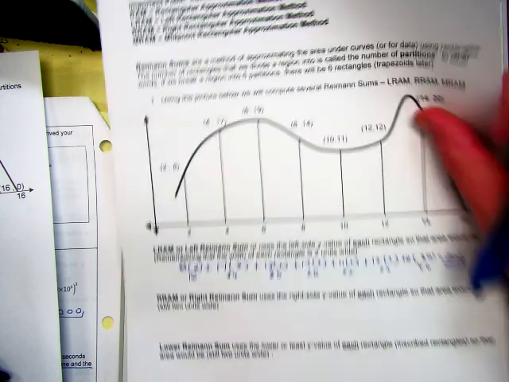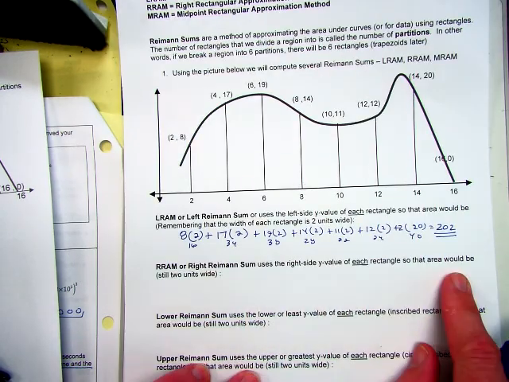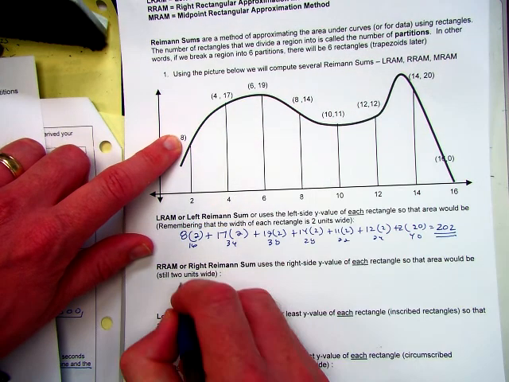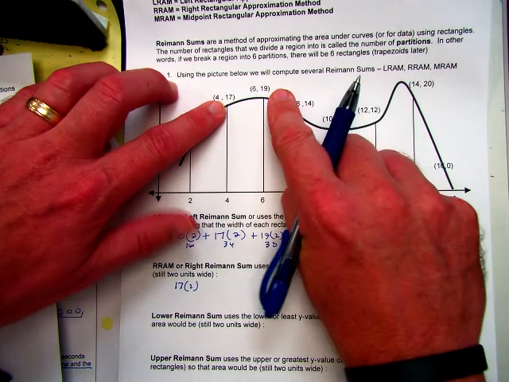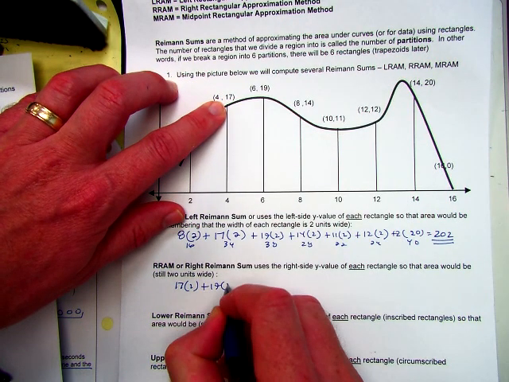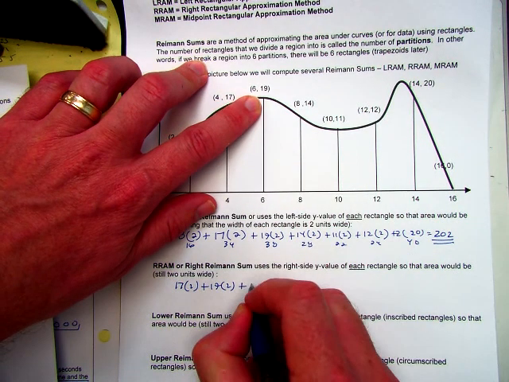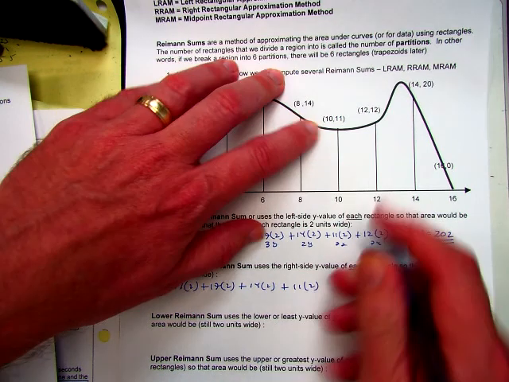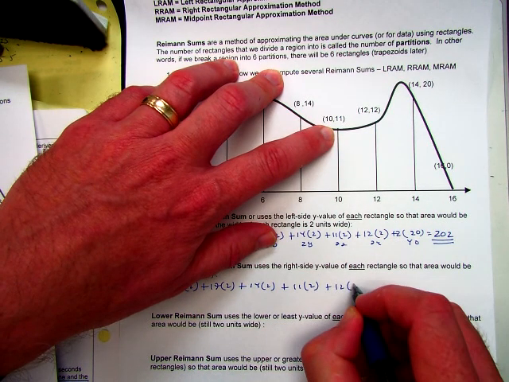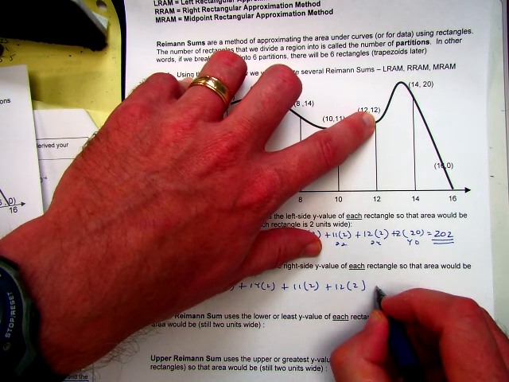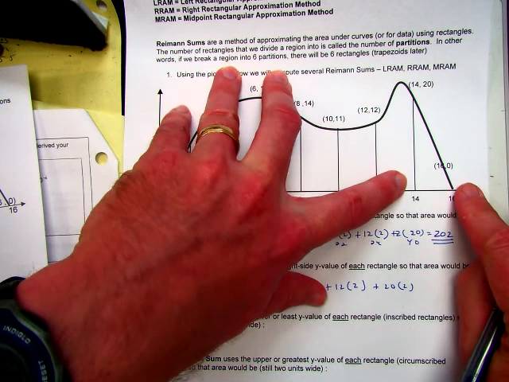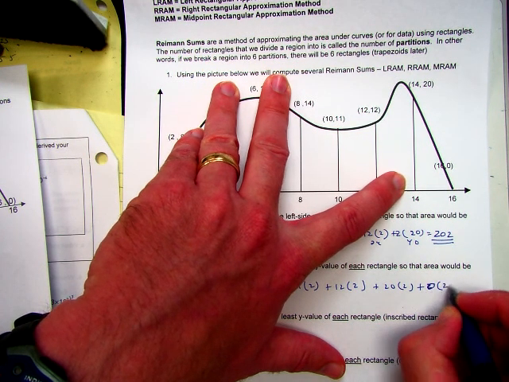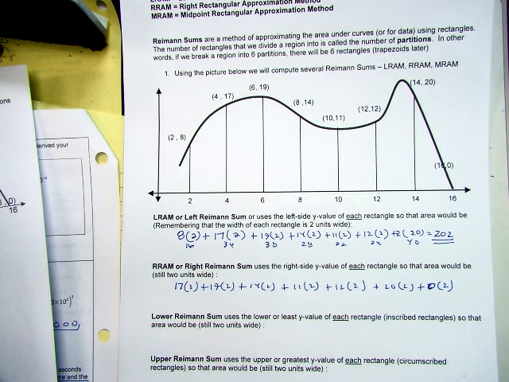Okay? The right sum, we're going to use the right side of each rectangle. So on this one, I'm now going to do 17 times 2. The next one's going to be 19 times 2. Then 14 times 2. Then 11 times 2. And 12 times 2, and 20 times 2, and the last one is 0 times 2. So this is a pretty crude way of finding the area under a curve.